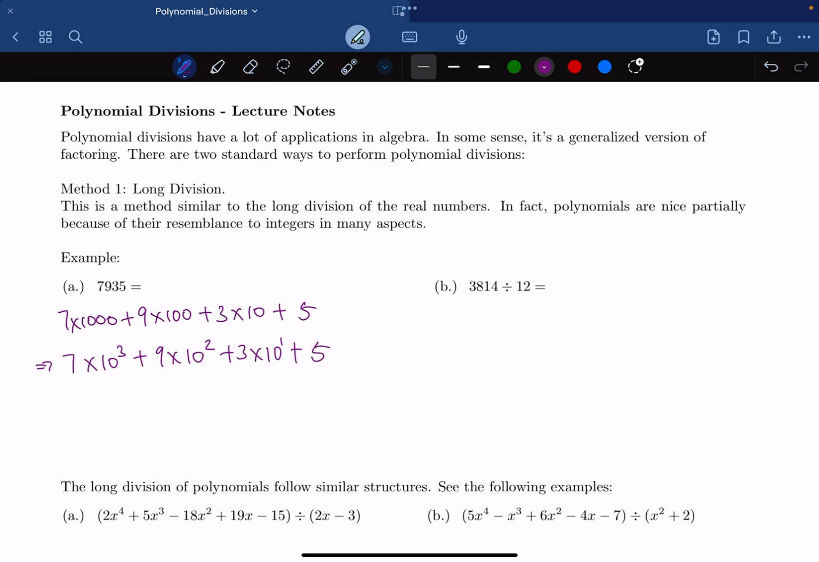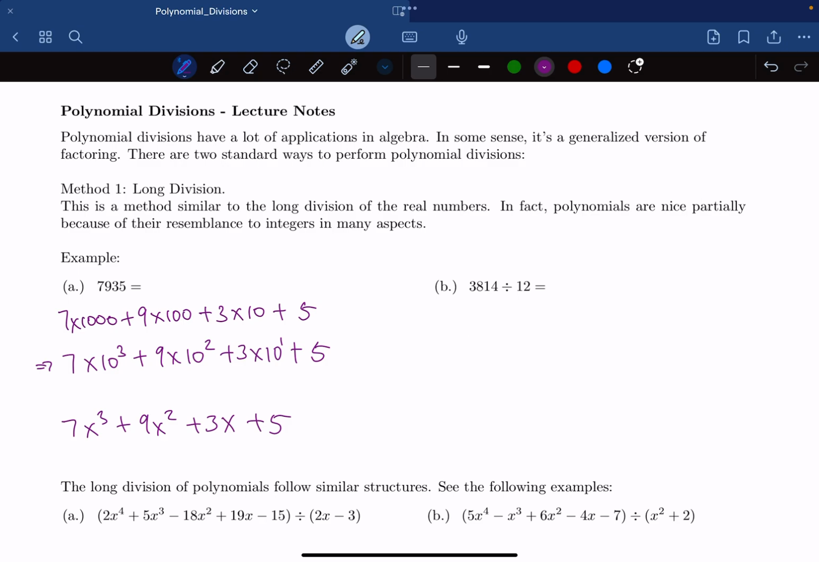If I write numbers like this, it then resembles heavily a polynomial, right? 7x to the third plus 9x squared plus 3x plus 5. In other words, if I think about this polynomial, plugging in x equals 10, I will get back the number 7,935. So polynomials are essentially the natural numbers of functions.